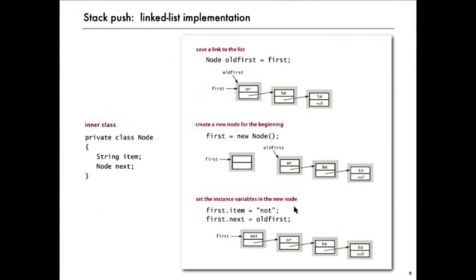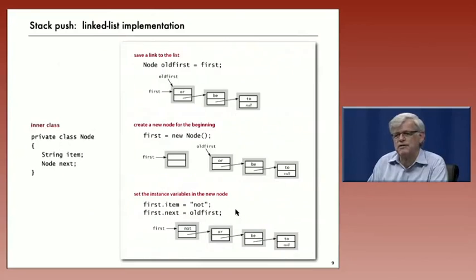And then we set its instance variables. Its item is the string that we want to put at the beginning of the list, in this case "not". And its next is the old first item of the list, which is now the second item of the list. So after this operation, we have first pointing to the beginning of the list, and we have the items on the list in decreasing order of when they were put onto the stack. So that also is a four-liner to implement the stack push operation.